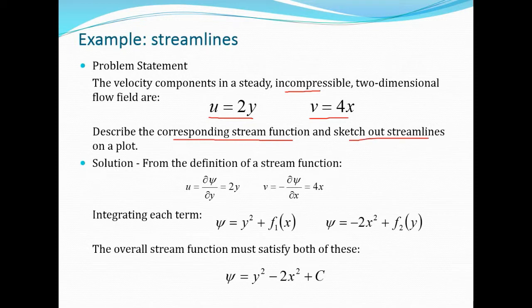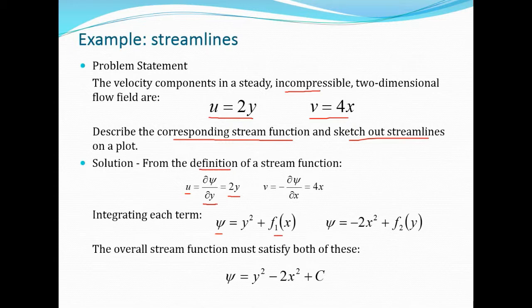So from the definition of the stream function, u is the first derivative of the stream function with respect to y, and it's equal to 2y. Similarly, v is equal to 4x. So if we integrate these in order to get the stream function, we get that it's a function of y squared plus an f of x.